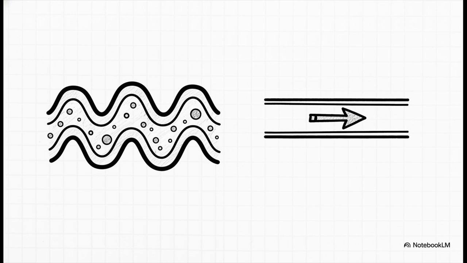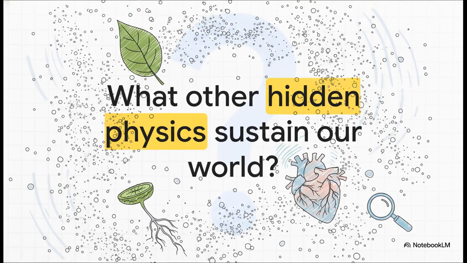And what about the rule of diffusion distance? In our lungs, both the alveoli and the surrounding capillaries are just one single cell thick. Nature intentionally minimizes the distance to dramatically speed up gas exchange. It's a perfect system.